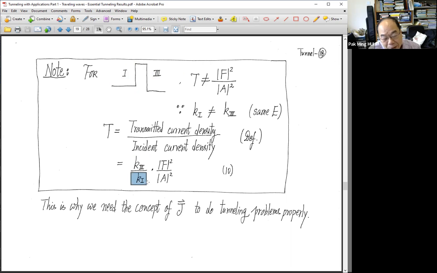ħ/m can be cancelled, but this wave vector cannot be cancelled because they are different, due to the fact that the potential energy functions are different on the two sides of the barrier. So in this case, the transmission coefficient must be calculated this way. And this is the formal way.